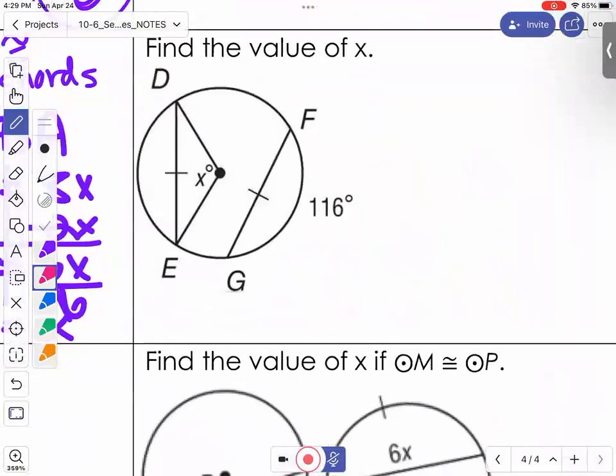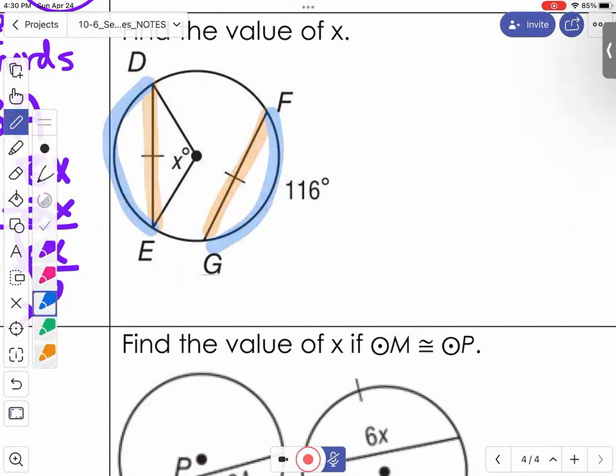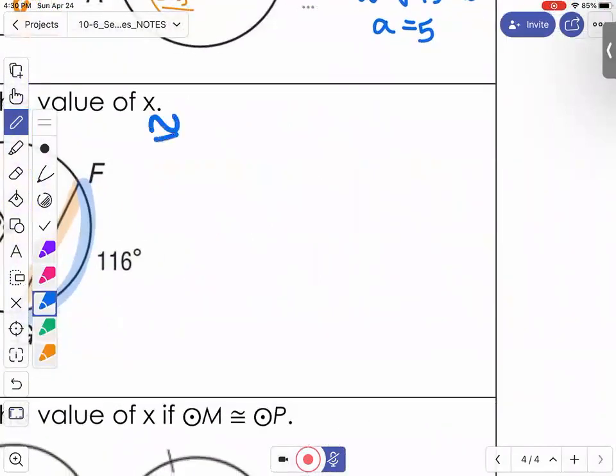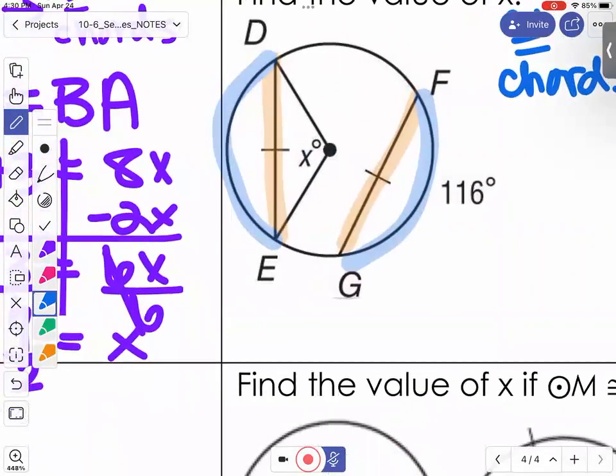Find the value of x. This time, I don't know anything about the arcs yet, but I do know I have congruent chords. If I have congruent chords, I get congruent arcs, very much like the one we just did, but it does reverse it a little bit. Because again, congruent chords give us congruent arcs. So that means if one arc is 116, so is the other.